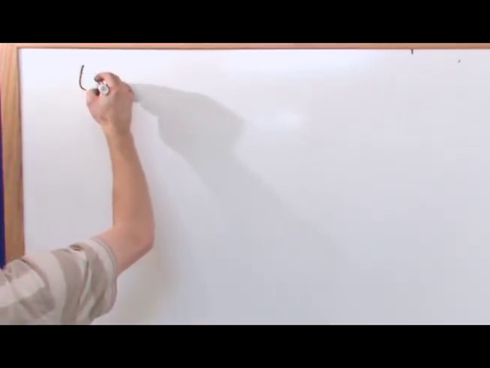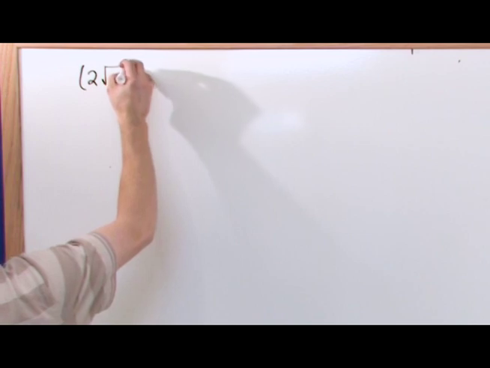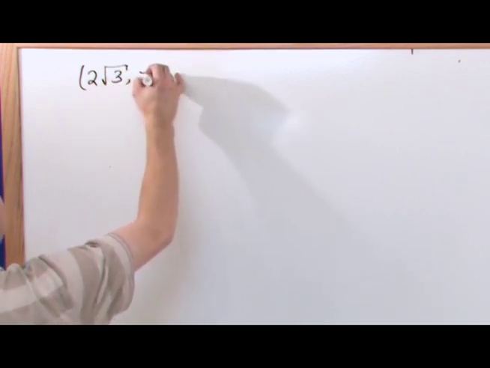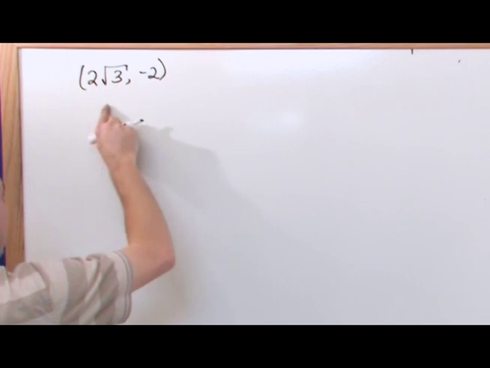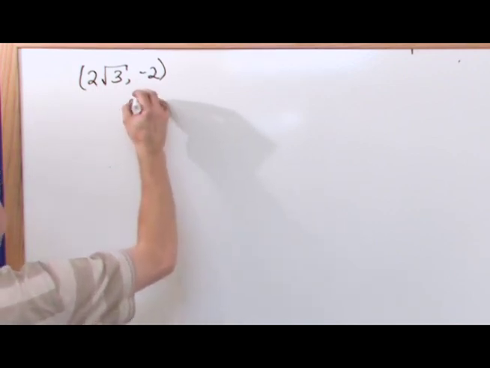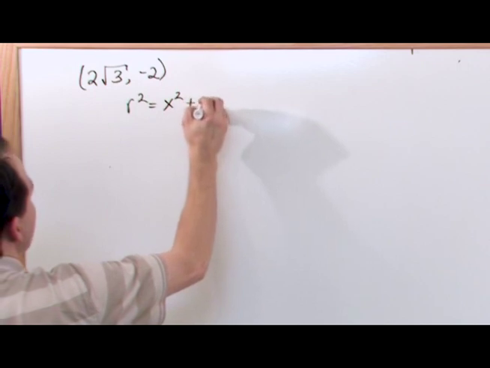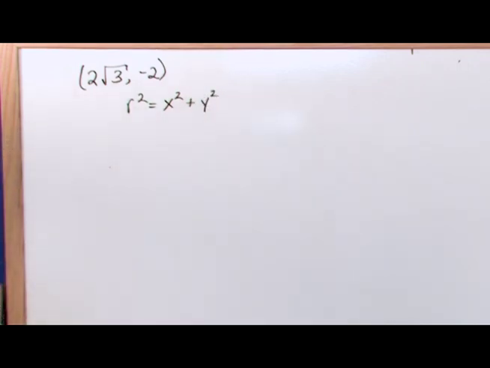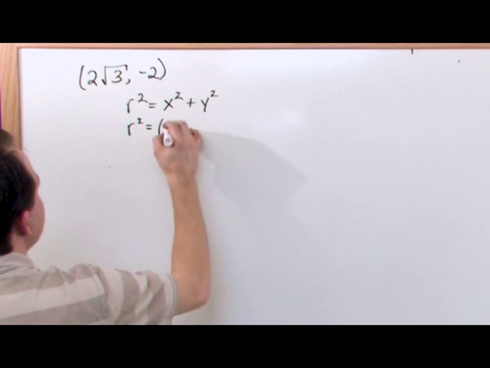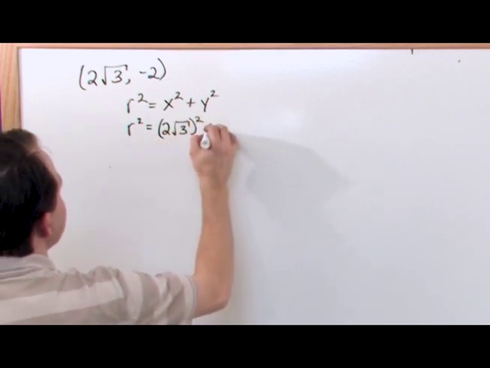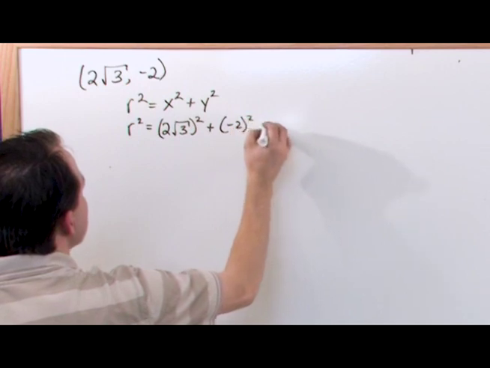So if I had given you a rectangular point at 2 times the square root of 3, comma, negative 2. This is just an x value and a y value. That's all that is, okay? Now, the way you do that, remember, to find the r, which is the distance from the origin, r squared is equal to x squared plus y squared, okay? So r squared is equal to, what do I have here? I have 2 times the square root of 3 squared plus negative 2 squared.